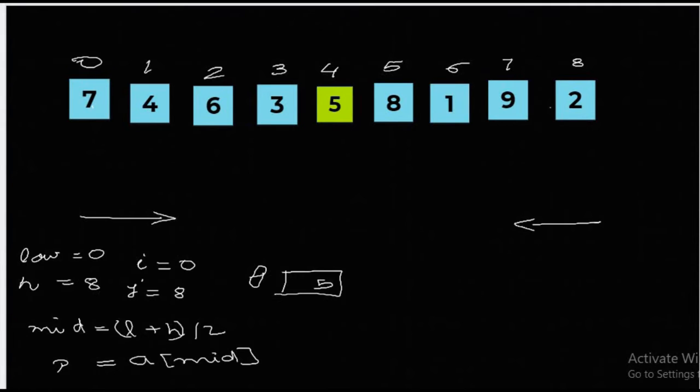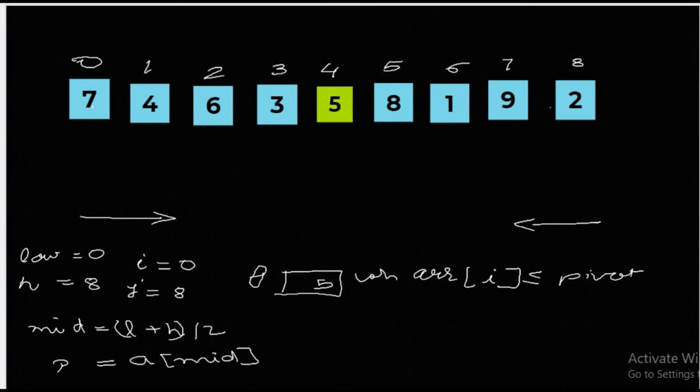For that we are only concerned about two cases. The first case is: if array i is less than or equal to the pivot, whatever the value of the pivot is.